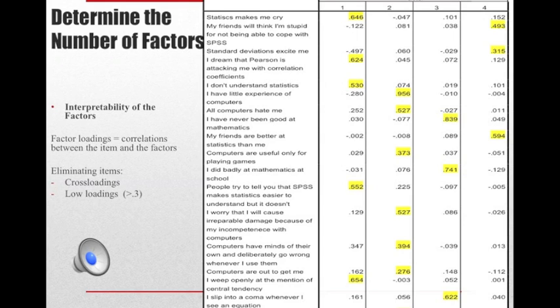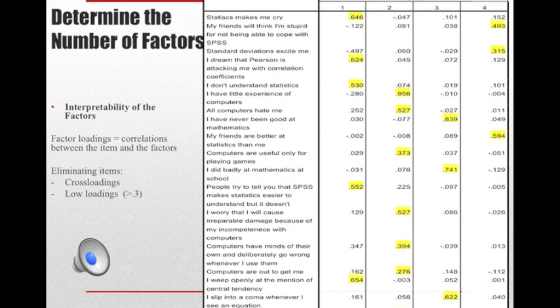To optimize the factor solution, we should eliminate the items that are cross-loading or have high correlations with more than one factor. In this example, we do not have cross-loadings, but it means that one item has 2 or more loadings that are above 0.3. We should also exclude the items that have low loadings below 0.3 on all factors. In this example, item 15, "computers are out to get me," has low loadings on all factors and should be eliminated.